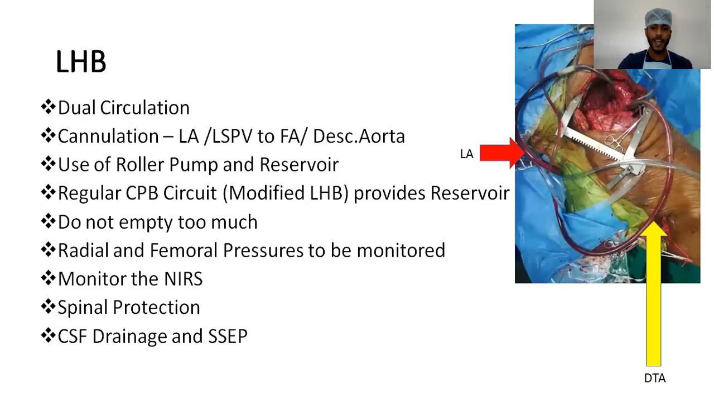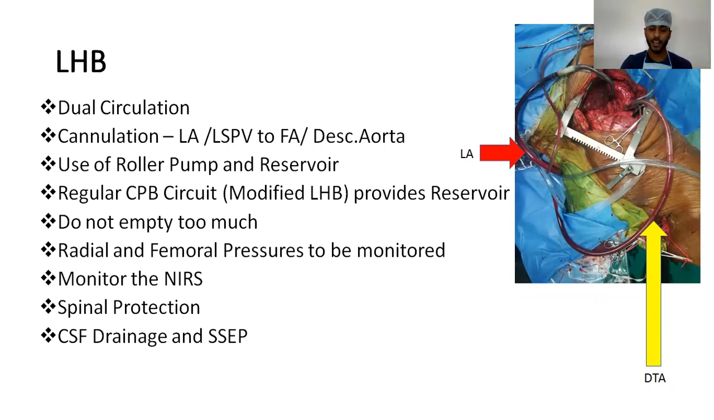Left heart bypass is a partial bypass with dual circulation. The upper body was supplied by the heart and the lower body was supplied by our system. The cannulation was done with the left atrium or the left superior pulmonary vein to the femoral artery or the descending aorta. Here you can see a picture. In this picture, the red arrow indicates the left atrial cannulation and the yellow one the descending thoracic aortic cannulation. Here we used a roller pump with a reservoir and an oxygenator, and the regular CPB circuit with modified settings.